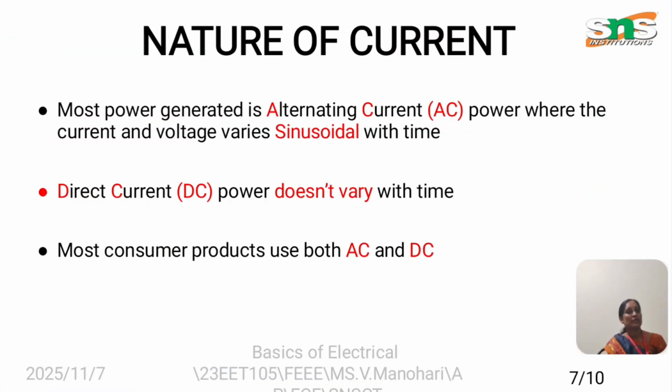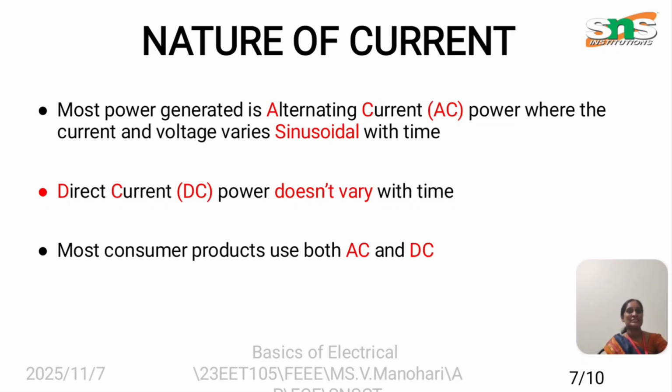There are two types of current, direct current and then alternating current. Most power in our homes is alternating current, but our gadgets like a phone, laptop use DC. In laboratories also we use DC power. Let us see the difference between the AC and the DC.